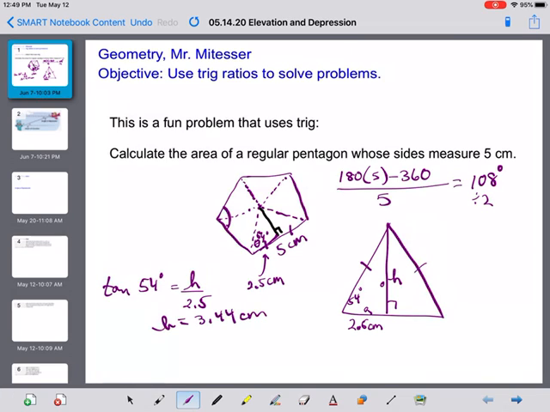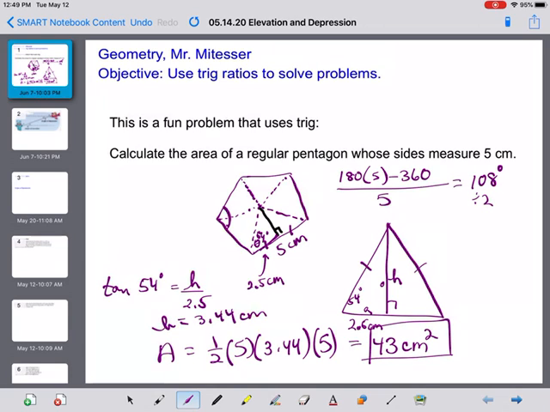centimeters. So now the area will be A equals 1/2 base times height times the number of triangles. And this is all in centimeters, so 0.5 times 5 times 3.44 times 5. It's about 43 centimeters squared. So there you go.